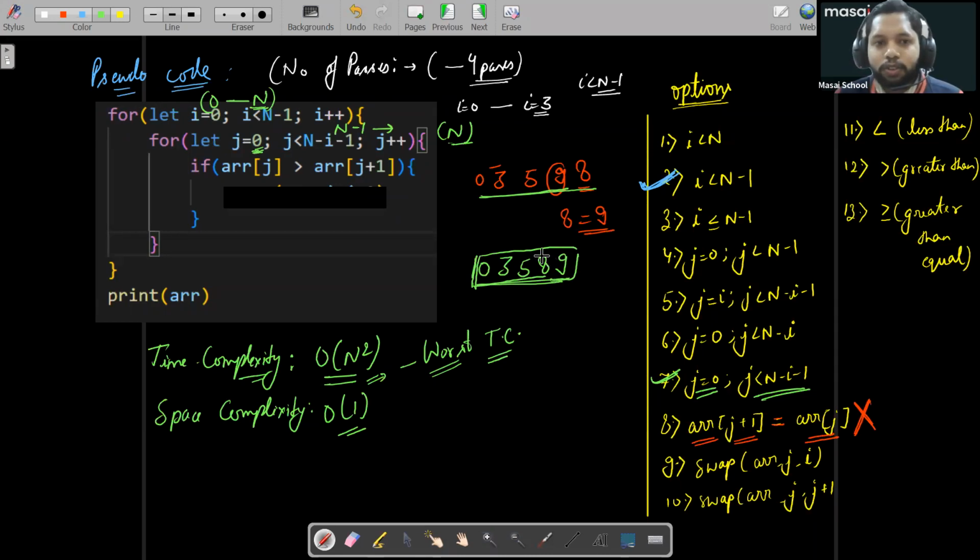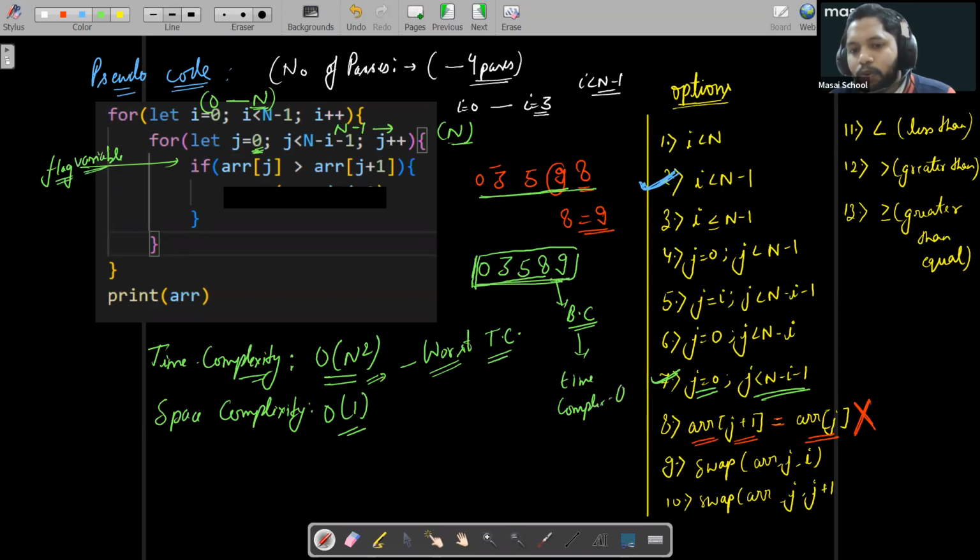Okay, so now this is your activity. I can tell you one hint. You need to take one flag variable, and then the time complexity will become, for the best case, so if the array is already sorted, that means it is the best case. So now the time complexity will be changed to big O of n. Okay, got it? Any doubt here? So this is what you guys need to do.